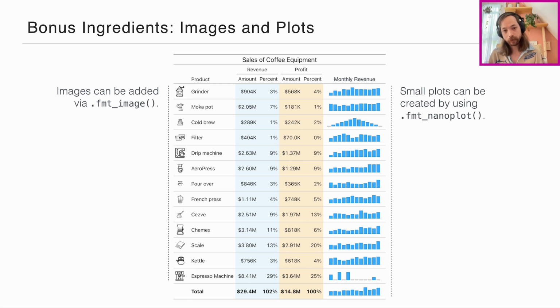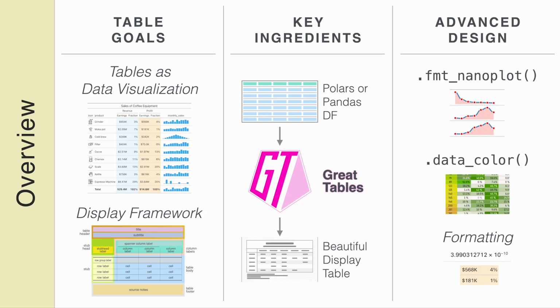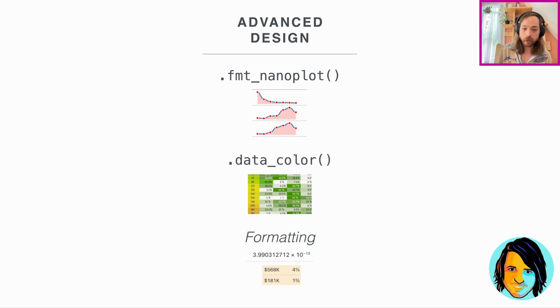Nanoplots on the right, so those are those tiny bar charts, are neat. They can display little trends in the table. And these are really powerful because they combine some of the quick insight and trend spotting of a traditional plot with the compactness of a table. So those are two bonus ingredients that great tables can put in. So that was the key ingredients for going from a plain unstyled data frame through great tables to a table that's ready for display. So next, Rich will talk a bit about some advanced designs like nanoplots, coloring, and formatting.